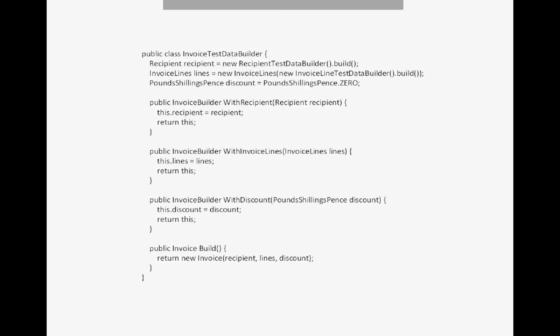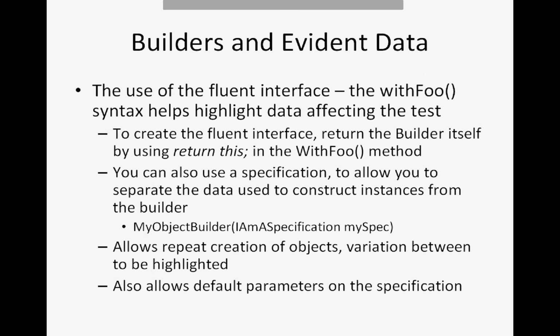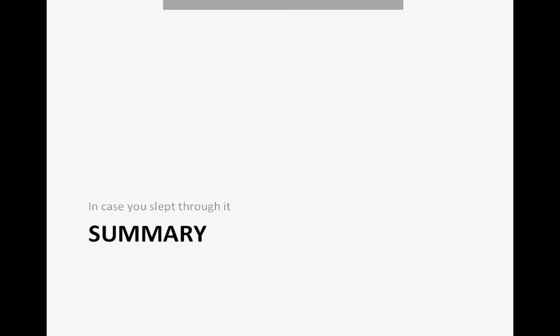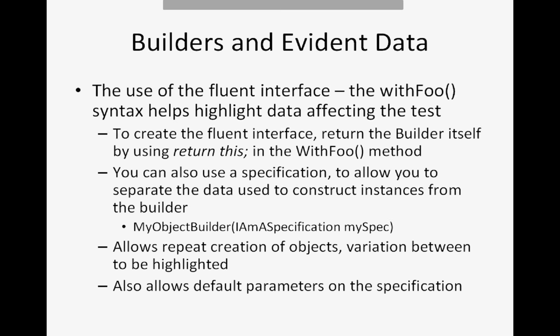So the discount must affect this test and must affect the results of the test. So it's highlighting those values that are important to the test, but hiding the others from us. And so that helps us clean up our setup, because we don't have a lot of noise; we're just isolating it to the data that's clearly important and relevant to this test.